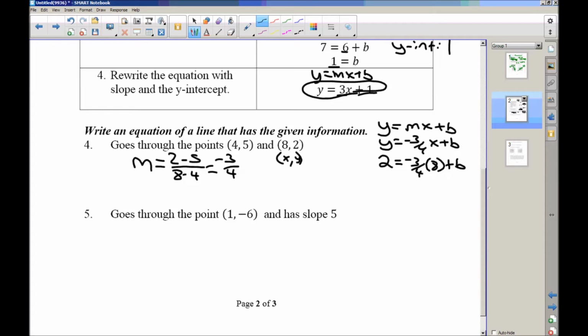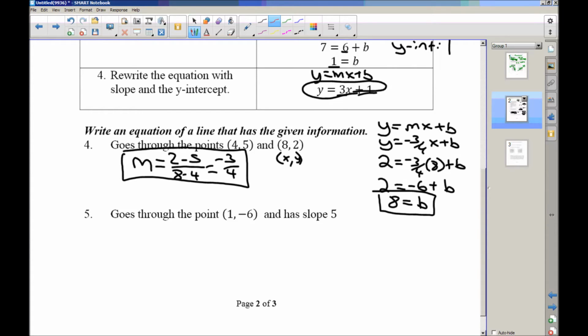So I'll go ahead and multiply out the negative 3/4 and 8 here. So that's negative 6 plus b. And then I'll add 6 to both sides to get 8. So now I know my y-intercept. So these are the two pieces of information we need to write our equation. Okay, so I write my final answer, y equals the slope, which is negative 3/4 x, plus the y-intercept. And the intercept in this case is positive, so we just say plus 8. Okay, there's our final answer.